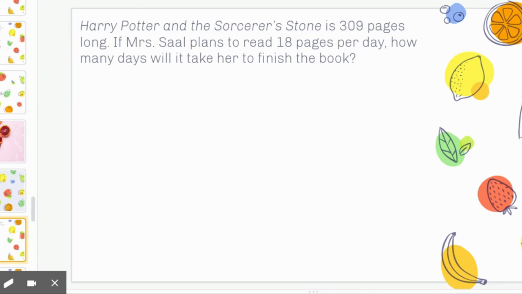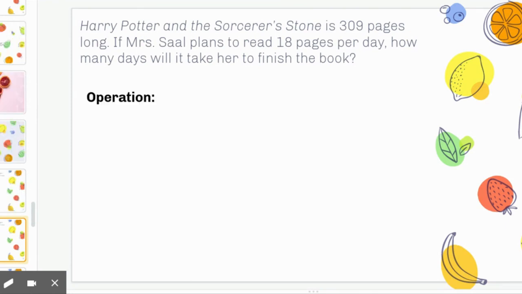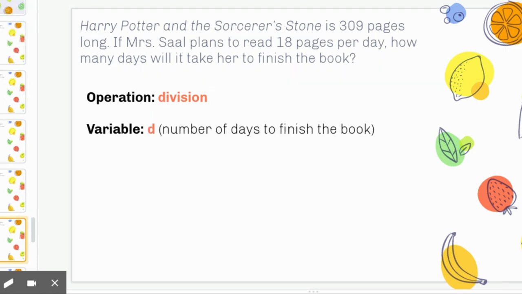So let's start by deciding on an operation. Now you might be thinking that you could use multiplication for this problem, and that is true, but I'm going to use division because I know how many pages I start with, and that way I can divide that number by another number. Let's decide on our variable. What is it that we don't know in this problem? What is the unknown? In this case, the unknown is D, which represents the number of days it's going to take to finish the book.